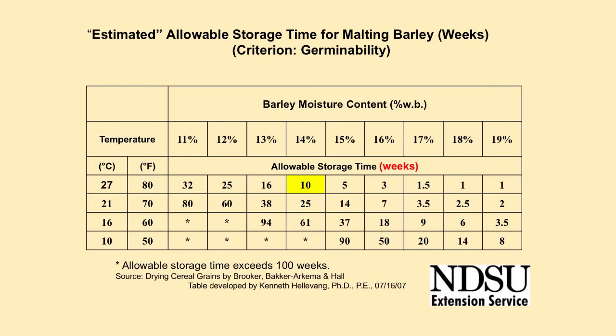The allowable storage time of 14% moisture barley at 80 degrees based on germination is only 10 weeks. This is 1/2 of the time shown in the previous chart. Germination may be affected long before there is visible mold growth. The allowable storage time at 12% moisture is 25 weeks. So even at the recommended moisture content, it is important to cool the barley. Cooling the barley to 70 degrees extends the allowable storage time to 60 weeks.